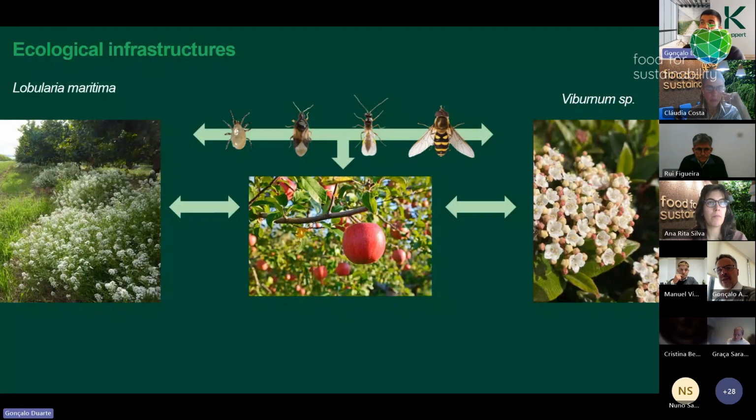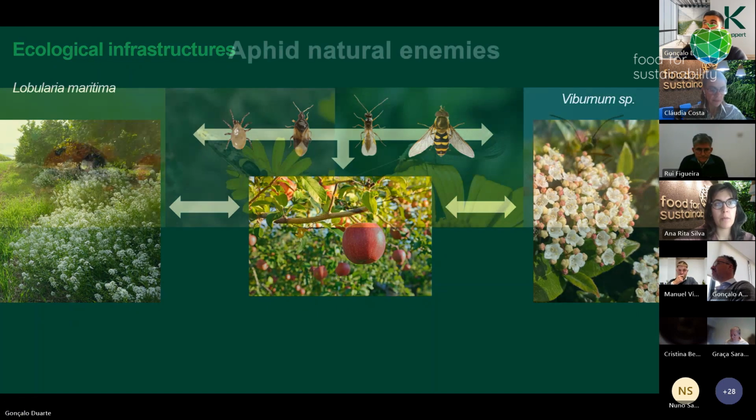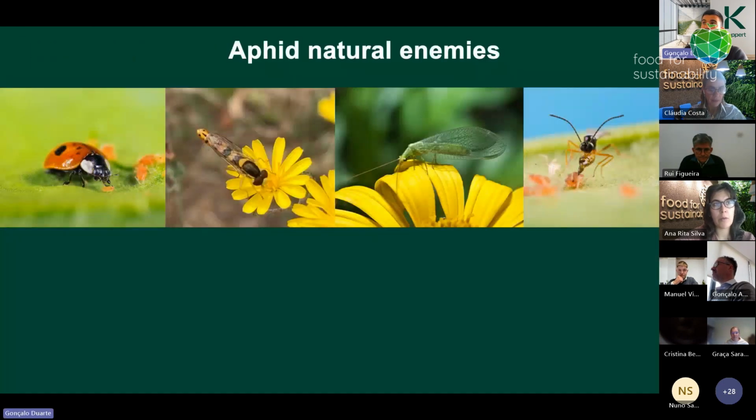Like I said, we need to make the system more complex, provide more species, provide more interconnection with species so that we have a higher number and some redundancy in the system in case a particular species of natural enemy is not doing so well. We have a backup on other different species that can support our system. This is something we need to consider.